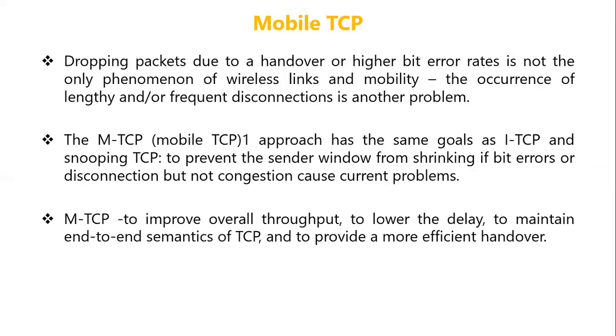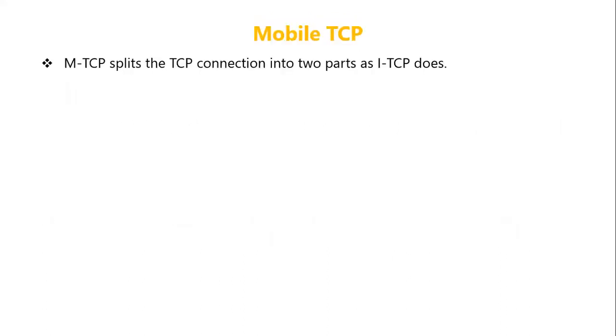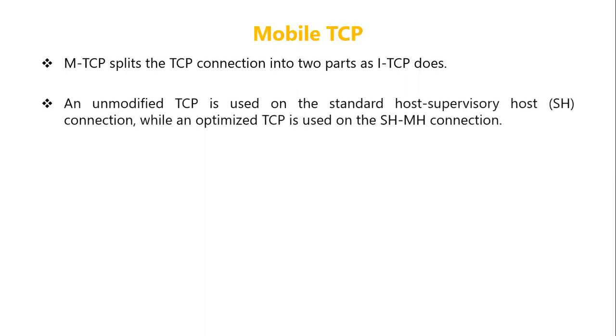MTCP aims to improve the overall throughput and to lower the delay. It aims to maintain the end-to-end semantics of TCP and tries to provide a more efficient handover. It also splits the TCP connection into two parts, as ITCP does.